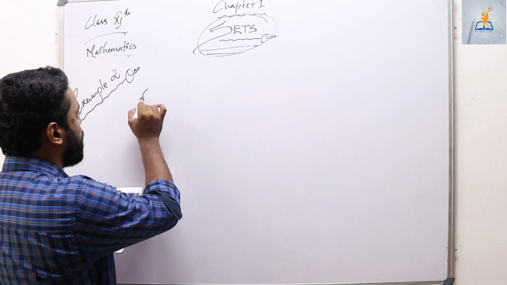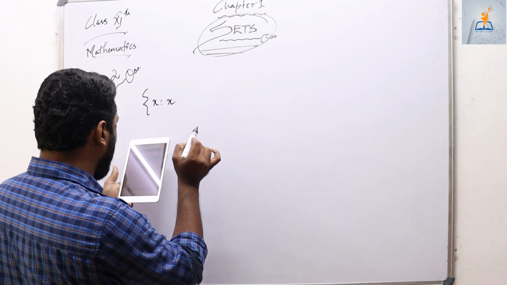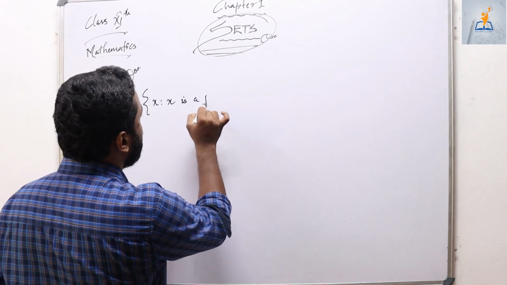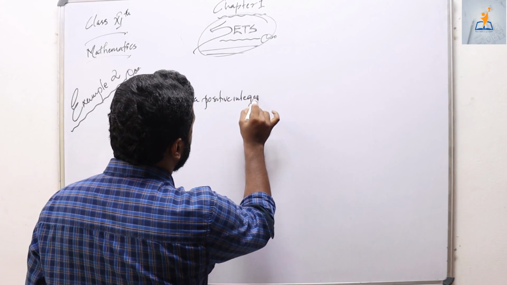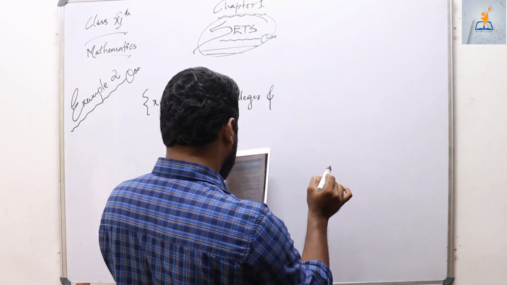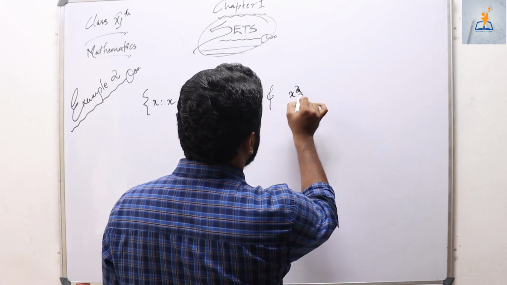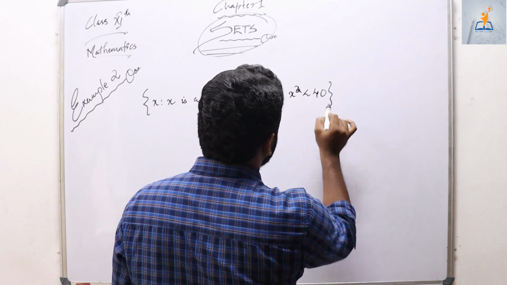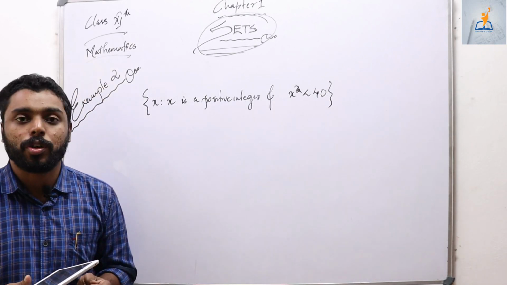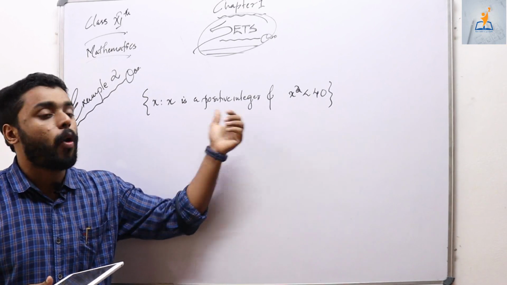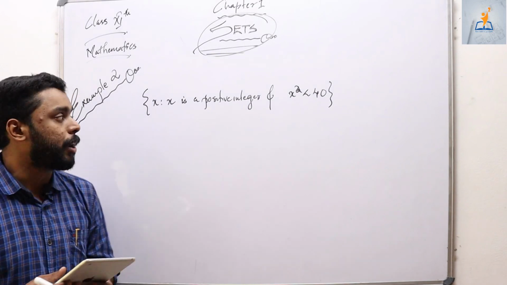You are given with a set of all x such that x is a positive integer and x square less than 40. So you have to write this set in roster form. Can you say which is the form used here to represent the set? Of course, it is set builder form.